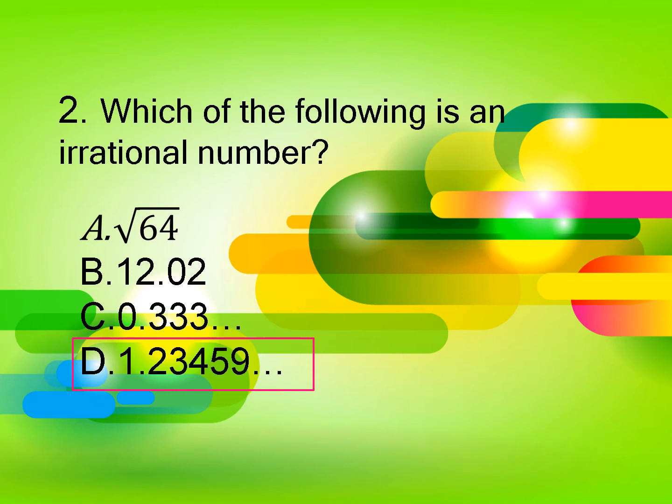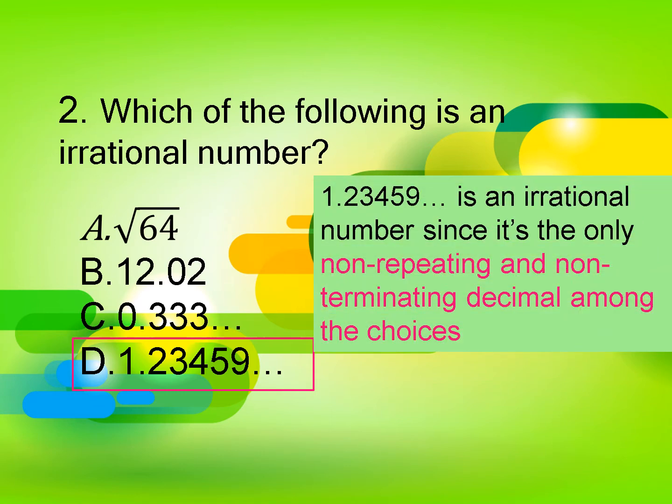Here is now the explanation. 1.23459 and so on is an irrational number since it's the only non-repeating and non-terminating decimal among the choices. Okay, why is it not letter A? Because square root of 64 is equal to positive 8 and negative 8. And notice that 64 is a perfect square. So meaning it is a rational number.